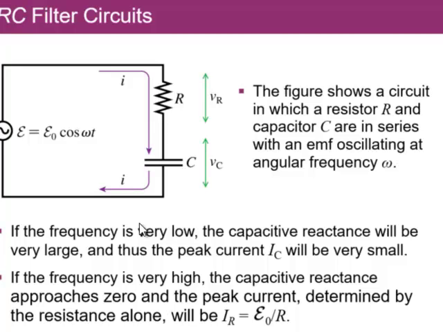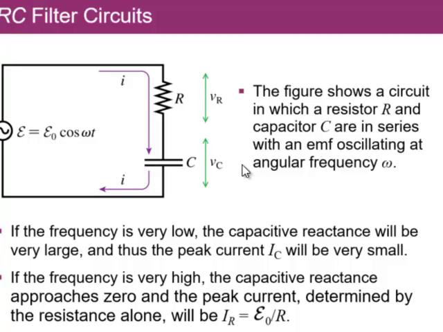One of the important things is that the frequency will make a difference. Depending on whether the frequency is low or high, some of these voltages will have different values, and we will see some of the special cases in a moment. So one of the things we want to do is find the relationship between the current and the voltage for each of these elements, the resistor and the capacitor, but also with the EMF, the E naught.